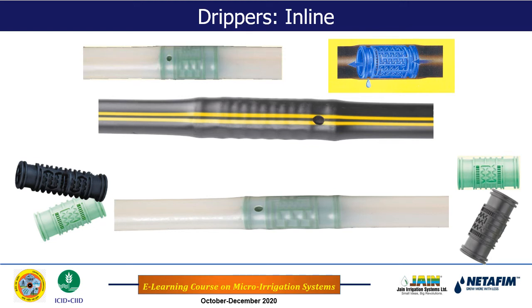So if we use the inline kind of emitters, as they are integrated into the lateral itself, even if we move the laterals from one place to another, there are no chances of the inline emitters getting removed or dropped from the lateral into the field. Okay, so whenever we have to move the laterals here and there, it is better to use the inline emitters. Okay, then when to use the online emitters? Online emitters are normally used when we don't have to move the laterals, and that is generally for orchard plantations.